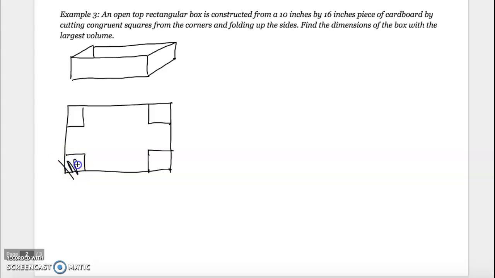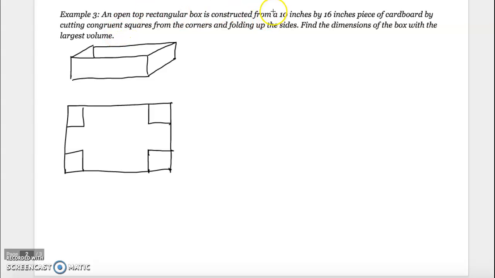Then you pretend like those corners are gone, and you take this piece and fold it up, so that it goes from being flat on the desk to becoming a box right here. That's just visually how they're doing this, and it's important to know what the first piece looks like before you start trying to calculate everything.